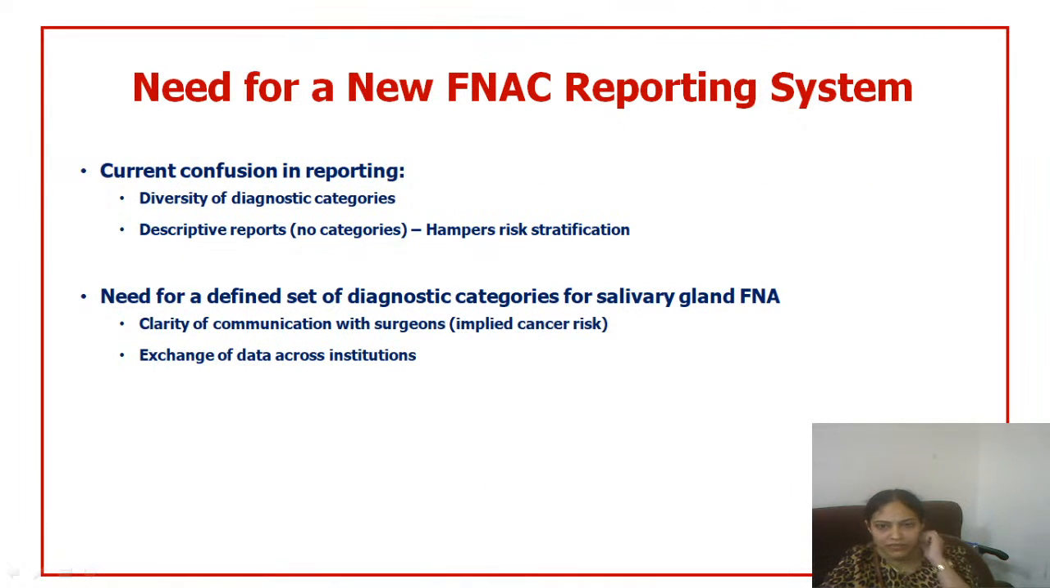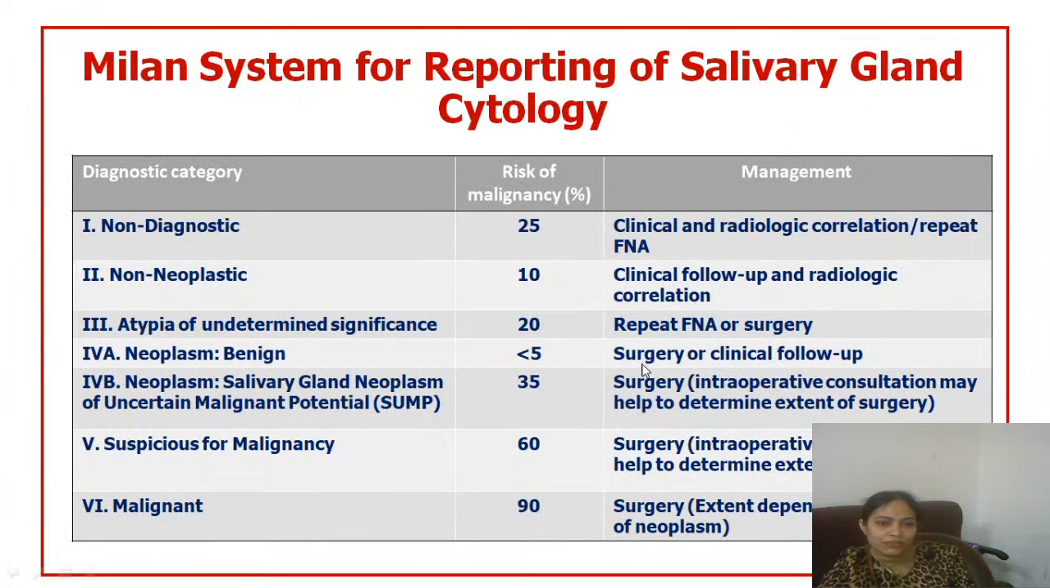So recently we have a new FNAC reporting system, because there was some confusion in reporting because of the diversity of the diagnostic categories, and the risk stratification and communication with surgeons was not great. So there was a need to define a set of diagnostic categories for salivary gland FNA, which would give you an implied cancer risk and tell you that if this is in, say, category 1, the risk of cancer is low, whereas if it's in category 6, the risk of cancer is high.